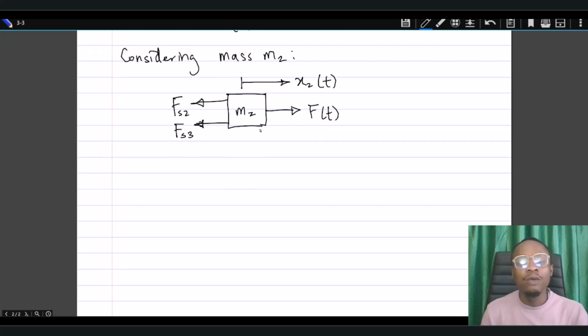We can now write the equation of motion for this. So along its direction of motion, we have F, so we can put that as plus F. Then opposite, we have negative Fs2.